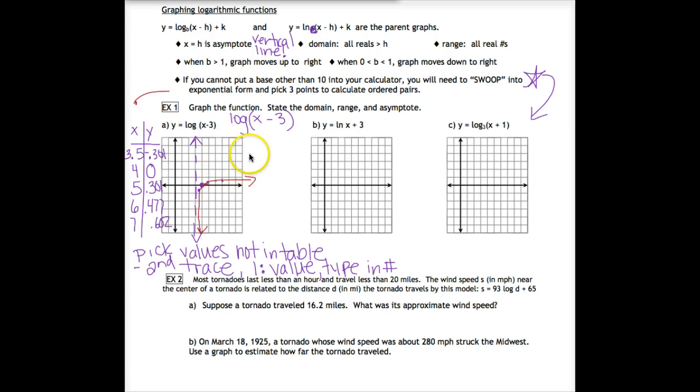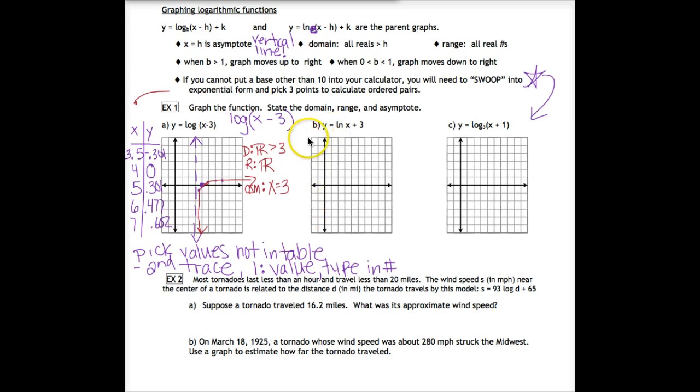All right, so now I just need to state the domain, range, and asymptote. So that should be the easy part. Domain should be all reals greater than my asymptote, which is exactly what I see in the graph. The only x values I have are those that are bigger than 3. So all real numbers greater than 3. My range should be all reals, which it is. It's going on forever negatively here, going on forever positively here, although very slowly. My asymptote, x equals, because again, it's a vertical line, 3. And there we go.